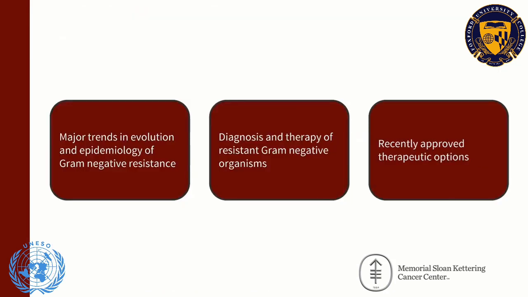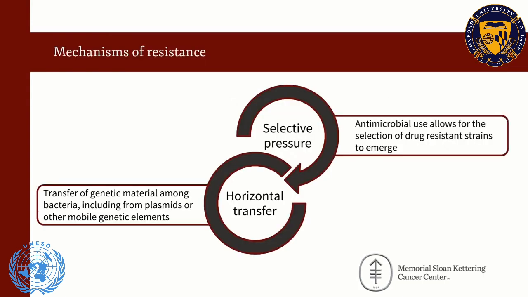While this module is necessarily too short to cover every resistance mechanism and therapeutic option, we will review major trends in the evolution and epidemiology of gram-negative resistance, diagnosis and therapy of resistant gram-negative organisms, including key classes of gram-negative resistance, combination therapy, and recently approved therapeutic options.